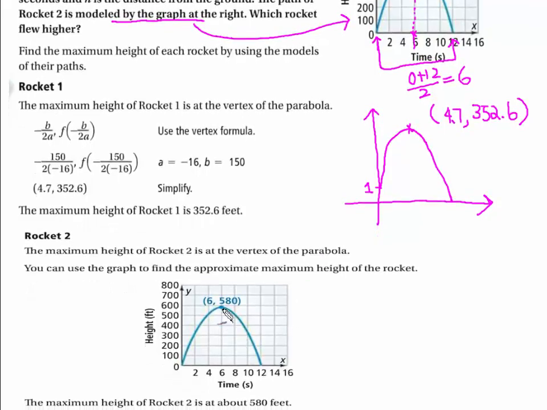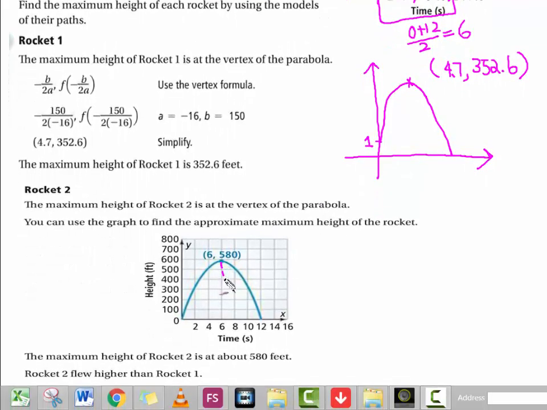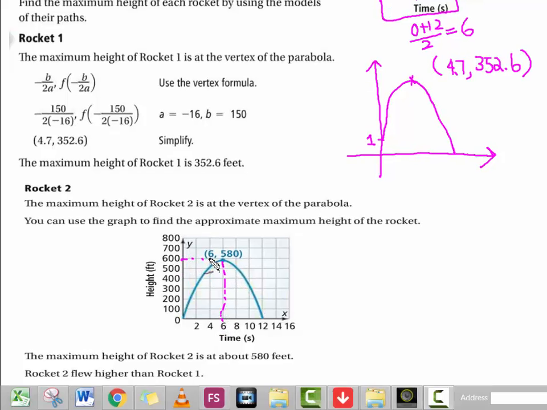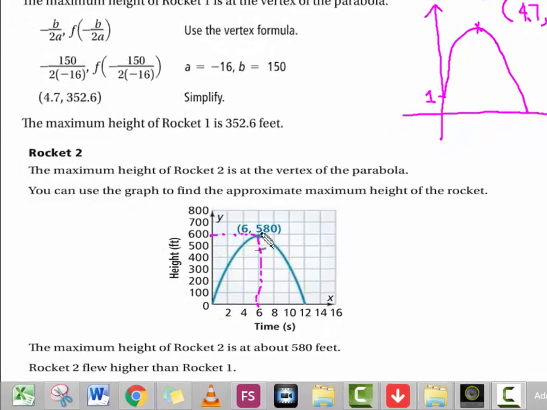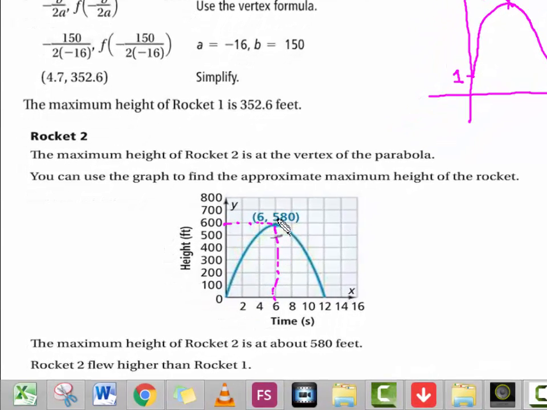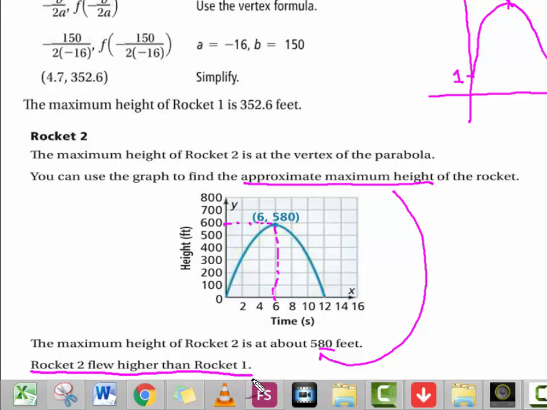The line of symmetry divides the parabola into exactly equal halves. So once we know the x-coordinate of the vertex is 6 right here, we can just estimate the height that it can reach based on the graph, which is 580. That's why it says approximate maximum height here. Since the height that rocket 2 can reach is about 580 feet, we conclude rocket 2 flew higher than rocket 1, because the maximum height of rocket 1 is only 352.6 feet.